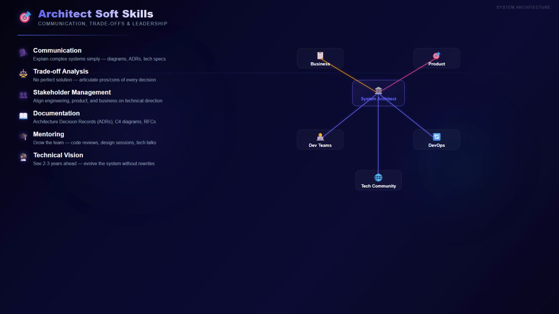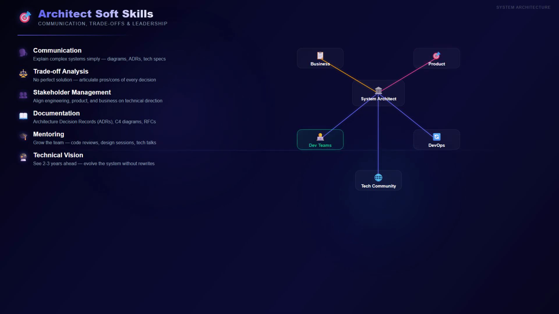Learn to speak the language of each group. Engineers care about code quality. Product cares about features. Business cares about cost. Mentoring and growing the team is a force multiplier. Share knowledge through design reviews, tech talks, and pair programming. When you help 10 developers make better decisions, you have 10 times the impact.